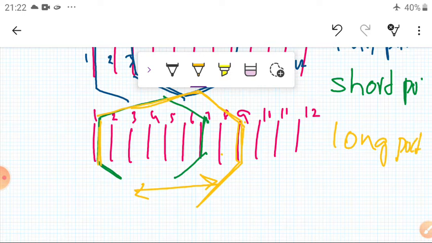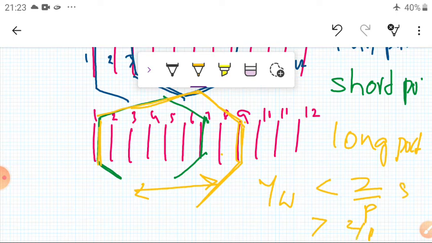Okay, so there are full pitched coils and short pitched coils. Based on the winding pitch, if it is less than the pole pitch Z by P, then it is known as short pitched coils, and if greater, then it is known as long pitched coils. So these are short pitched and long pitched coils. These are some basic ideas, dear students.